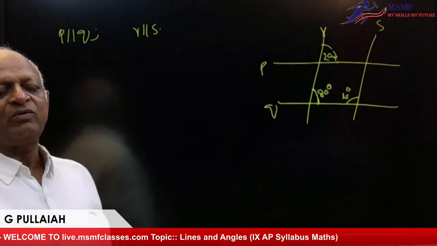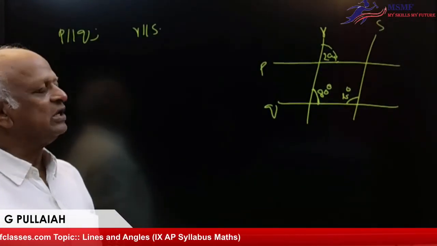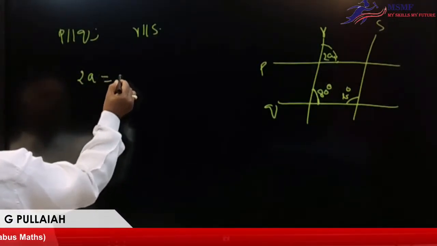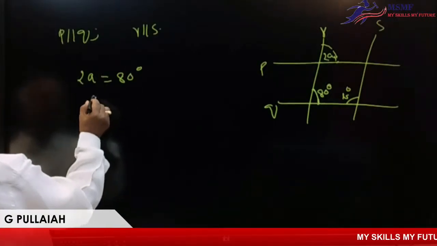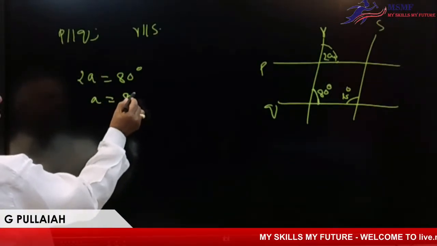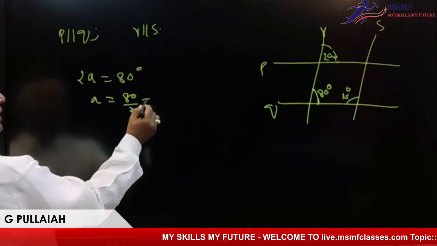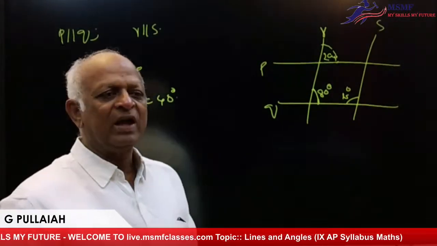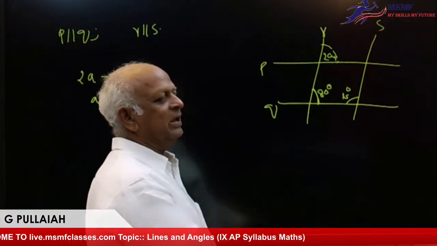So now what can we say? 2A is equal to 80 degrees. Therefore A is equal to 80 by 2, which is 40 degrees. Now another question, find angle B.